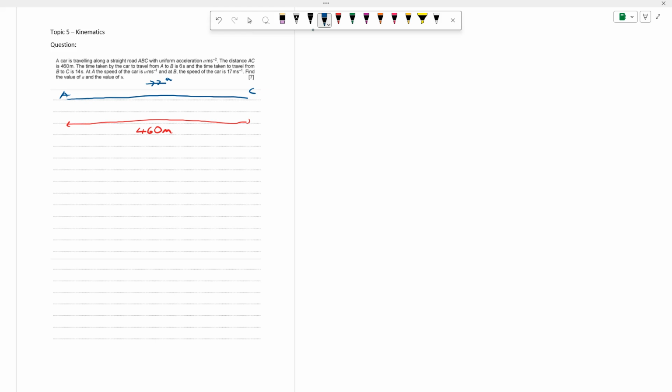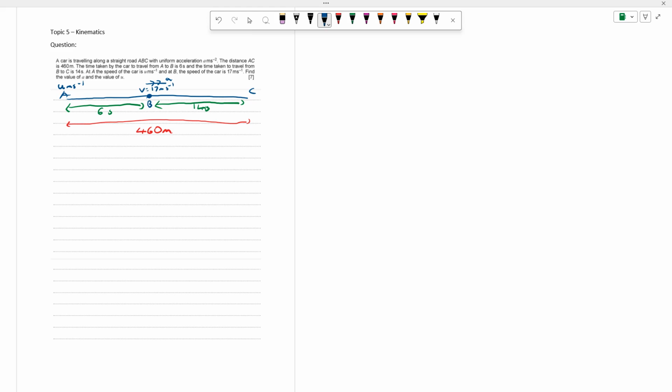The time taken for it to go from A to B, so let's say A, B is here, for sake of argument, the time from A to B is 6 seconds, and then the time from B to C is 14 seconds. Now, clearly mine's not to scale, but I'm just trying to label my key numbers on. The velocity at A is u, so u here. And the speed when it passes B, so velocity here, is 17. Find the values of a and u.